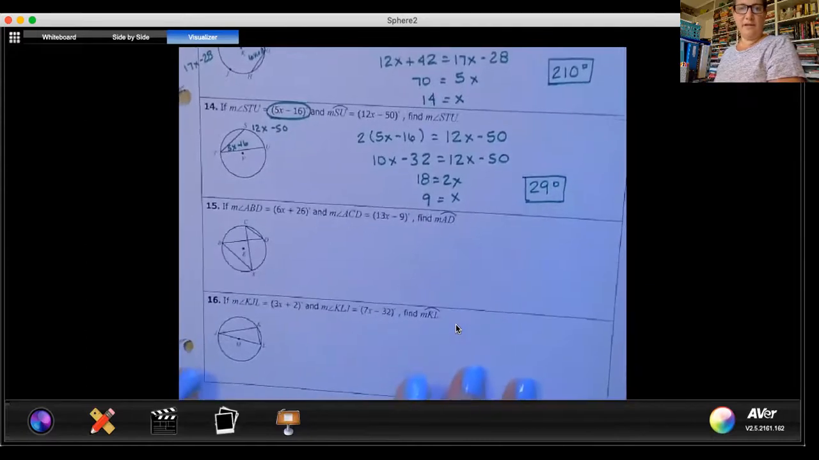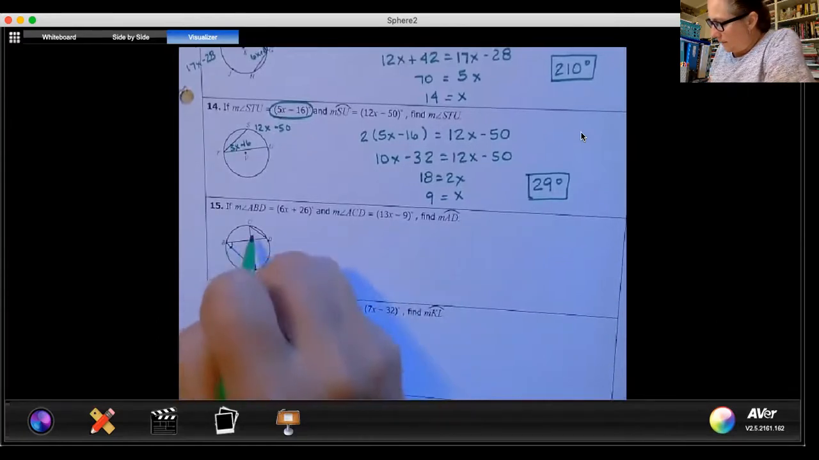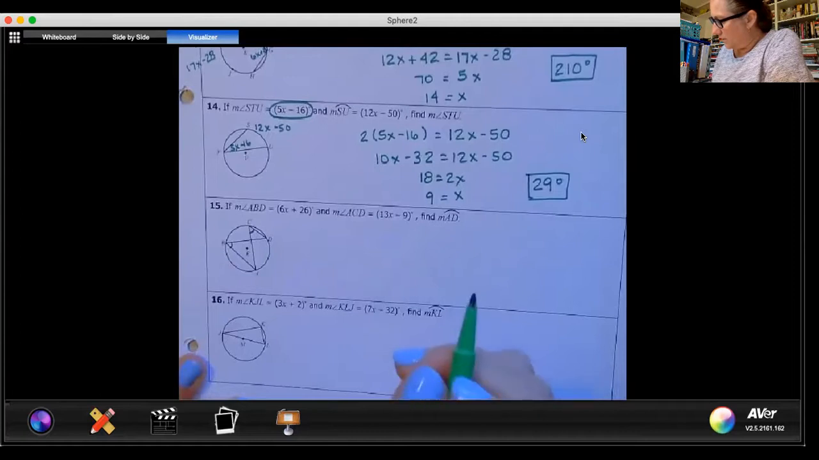If you'd like to pause your video and try 15 and 16. Measure of angle ABD, overlapping arcs here. So they're equal.